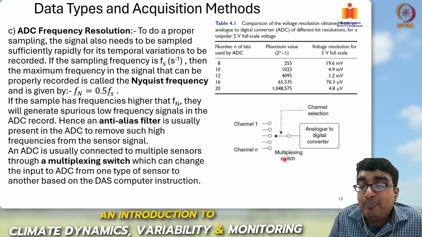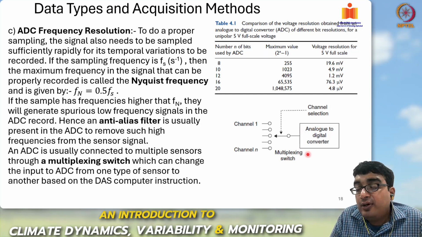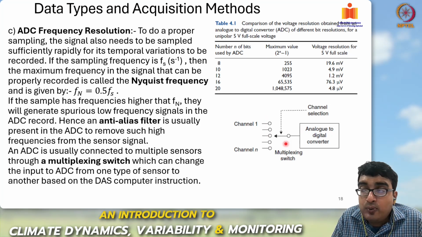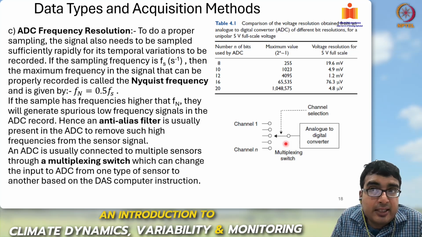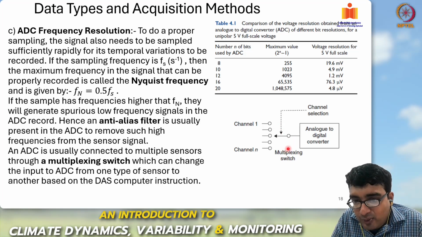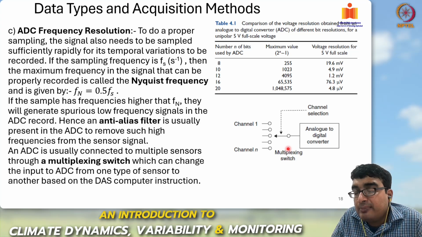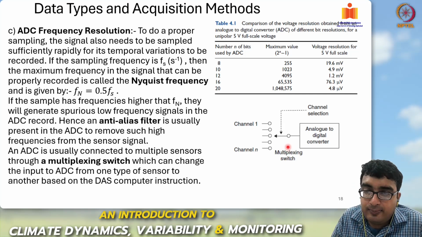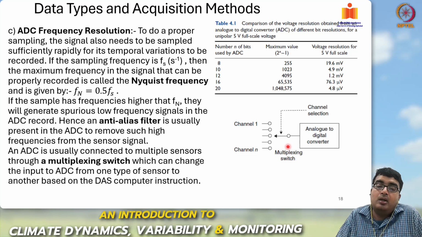And this is the multiplexing switch. You have an ADC converter. These are the various channels which are measuring voltages for various types of sensors. And you can switch rapidly using this multiplexing switch, sample 100 times or 200 times, and then switch to another channel. Okay.